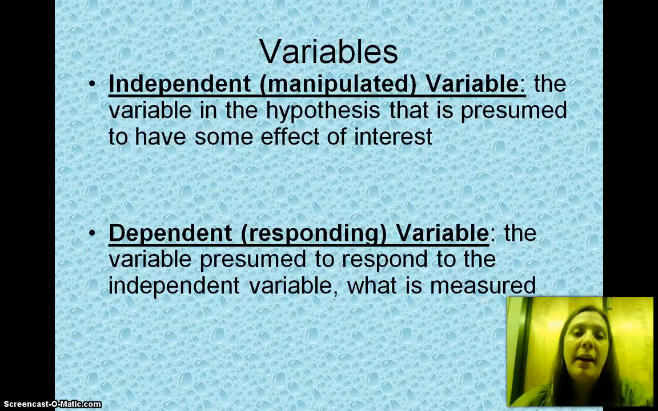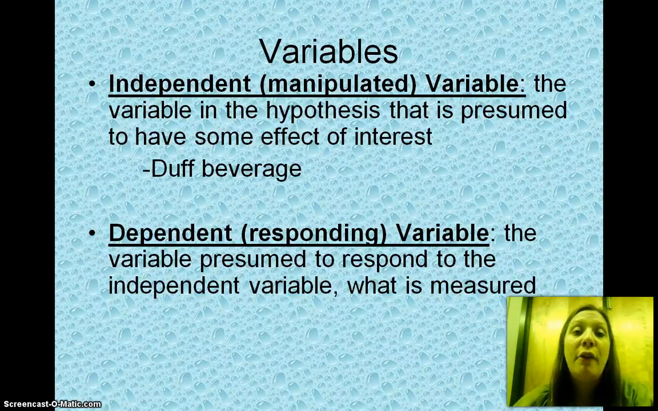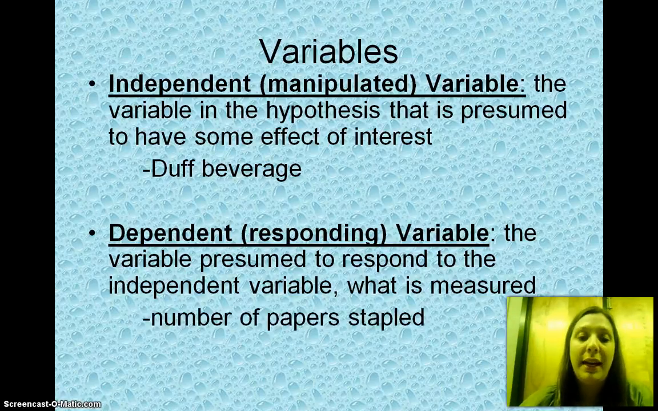Now, in the experiment, we have variables as well. So we have an independent variable, also now called the manipulated variable. And this is the variable that we think is causing some sort of effect on the group. We think it's the reason we're seeing or observing this problem. Okay? And so in this case, the Duff beverage is the independent variable. Okay? The independent variable is also what is controlled by the experimenter. Okay. Now the dependent variable is the thing that responds to the independent variable. So this is always the thing that is measured. So in this case, what we're measuring is going to be the number of papers.